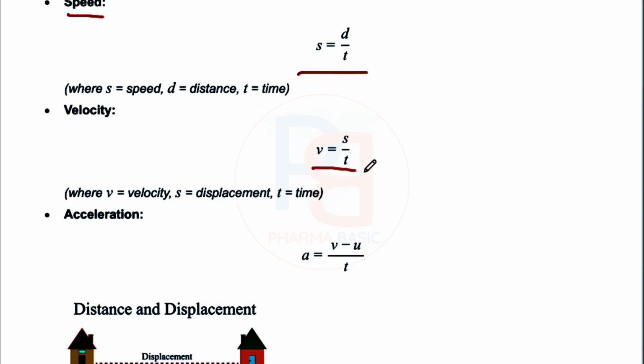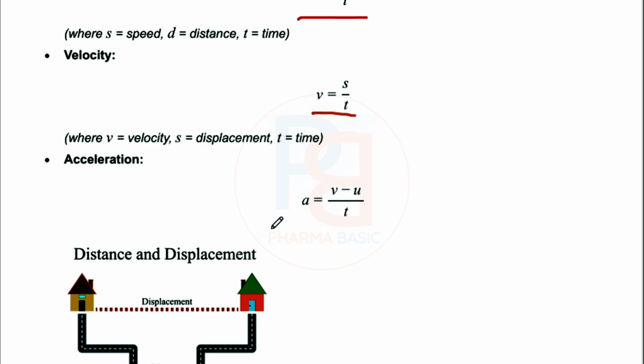Third one is the acceleration. Acceleration is equal to V minus U by T, where V is the final velocity and U is the initial velocity and T is the time. And that is the acceleration.